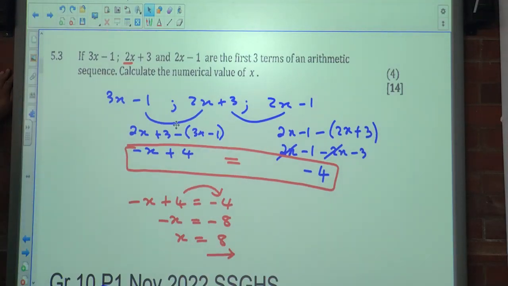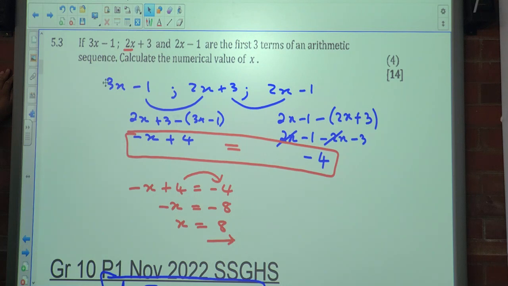Yes? So you basically just substitute this x into the expressions. This is just to check here. But did I need to do that? No. So the question asks you to calculate the numerical value of x. Okay.